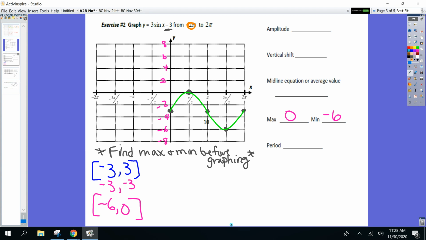Amplitude. That's my A value, everybody. That's the height. And you can get that right from the equation. Amplitude is the height of the curve, which you can get from the equation. That's that first number out in front, your A value, which is 3 for us.